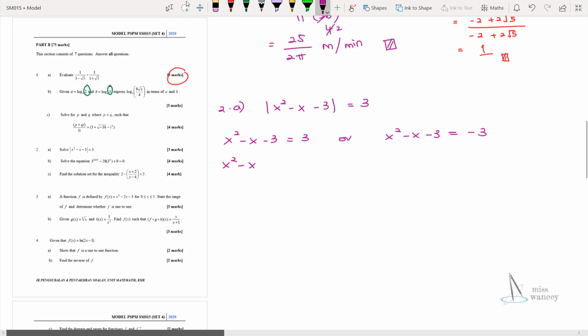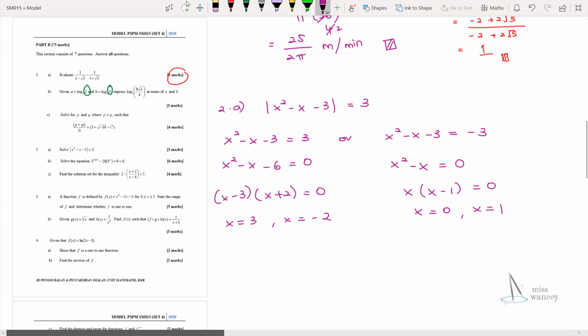So this is x squared minus x minus 6 equal to 0. Factorize them completely. So I will have x minus 3 and then x plus 2 equal to 0. So this is x equal to 3 or x equal to negative 2. Okay, so now for this one, I'm going to bring negative 3 to the left. So this is x squared minus x, negative 3, positive 3, so it will become 0. So I'm going to factorize the x. So x minus 1 equal to 0. So either x equal to 0 or x equal to 1.